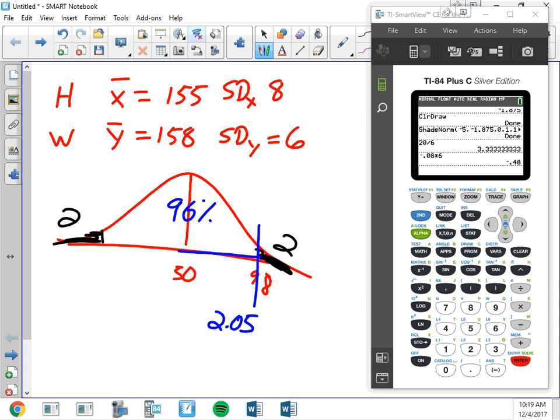That's in standard units. I need to turn it back into centimeters. So I multiply by the SD, which is 8. 2.05 times 8 is 16.4. What does that number tell me? This woman is 16.4 centimeters larger than the average. Add 155 and I get 171.4. Is this all coming together finally?